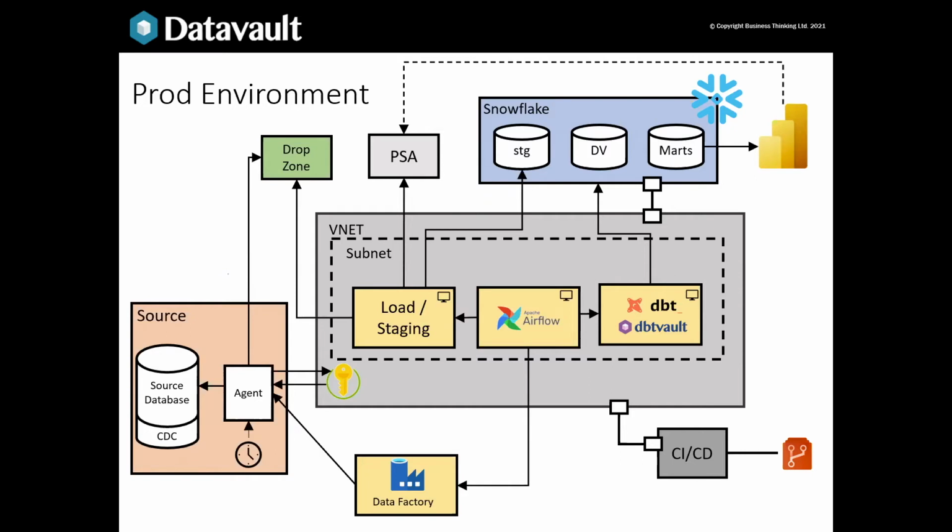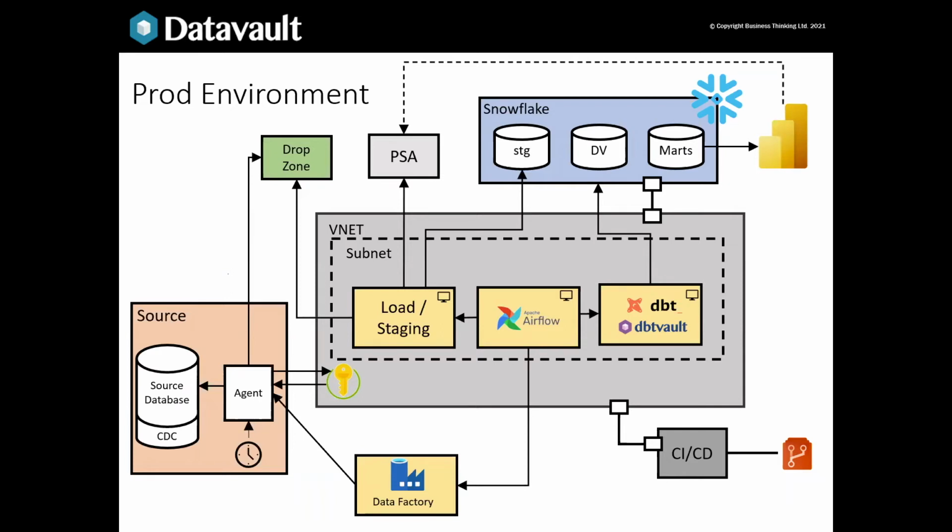Now, we've shown here 3 compute boxes in the subnet. We'll talk about this later, but they are all running Python with various utilities on them. And if you look at this, you'll see that the VNet is pretty much locked down. The only way in is through a query to the drop zone. So it's a connection established from within the warehouse out to the drop zone to bring data in.